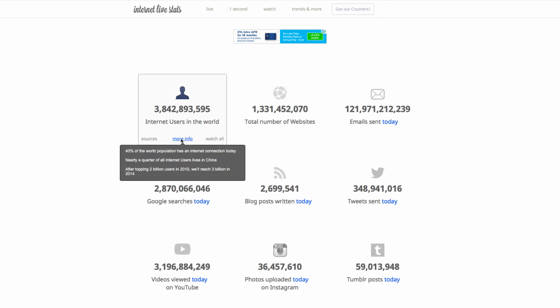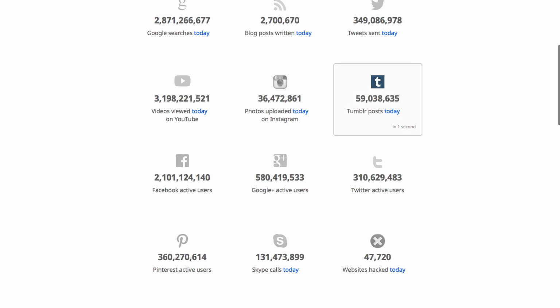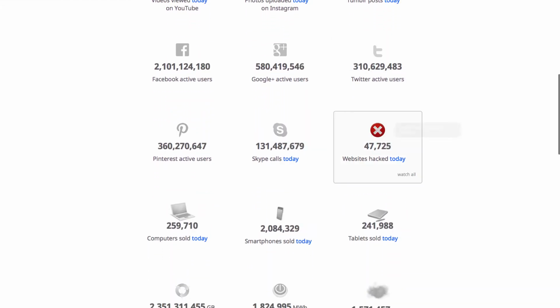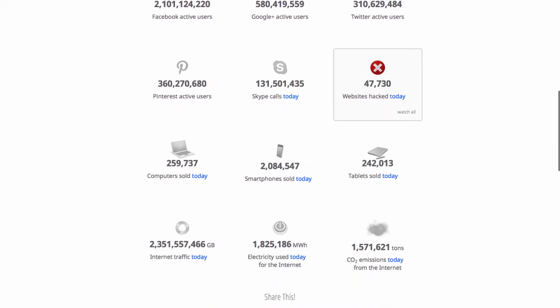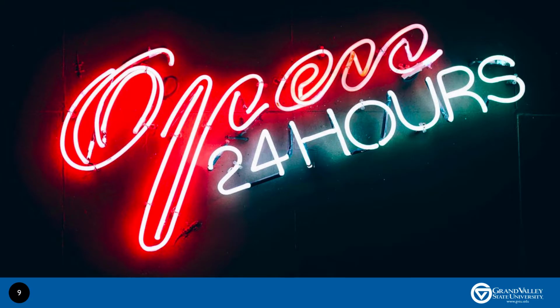For example, 40% of the world population has an internet connection today. So that's almost approaching half of the world's population. Total number of websites so far that have been published, the number of emails sent, and you can scroll down to see more statistics. Number of websites hacked, almost 50,000 websites were hacked today. So as you can see, we are constantly being bombarded digitally.